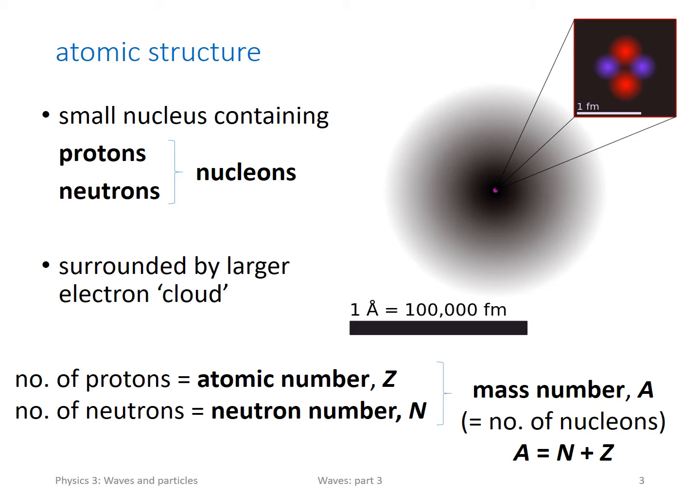But either way, this electron cloud has dimensions measured in angstroms, whereas the nucleus has dimensions measured in femtometers, where there are 100,000 femtometers to 1 angstrom. So the nucleus really is a very, very small volume in comparison to the overall size of the atom.